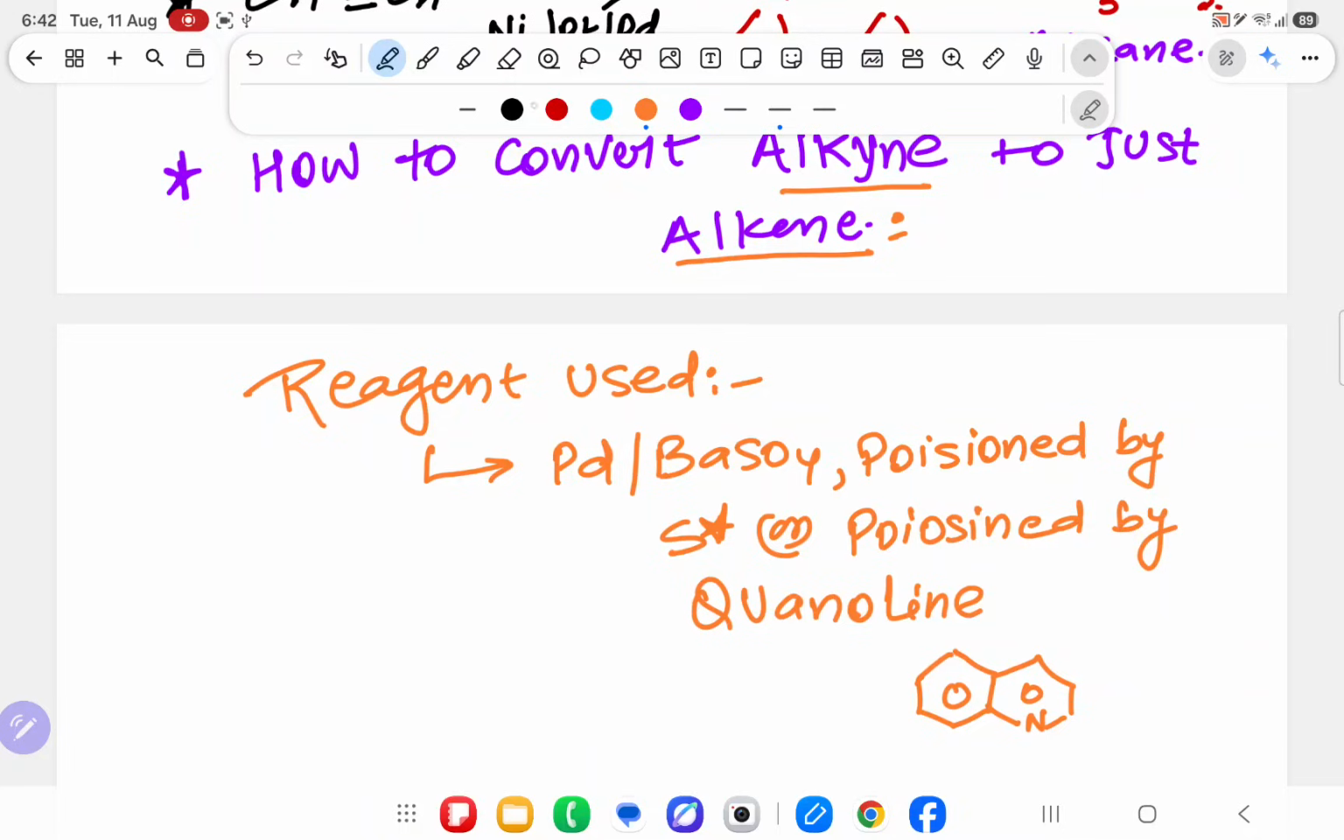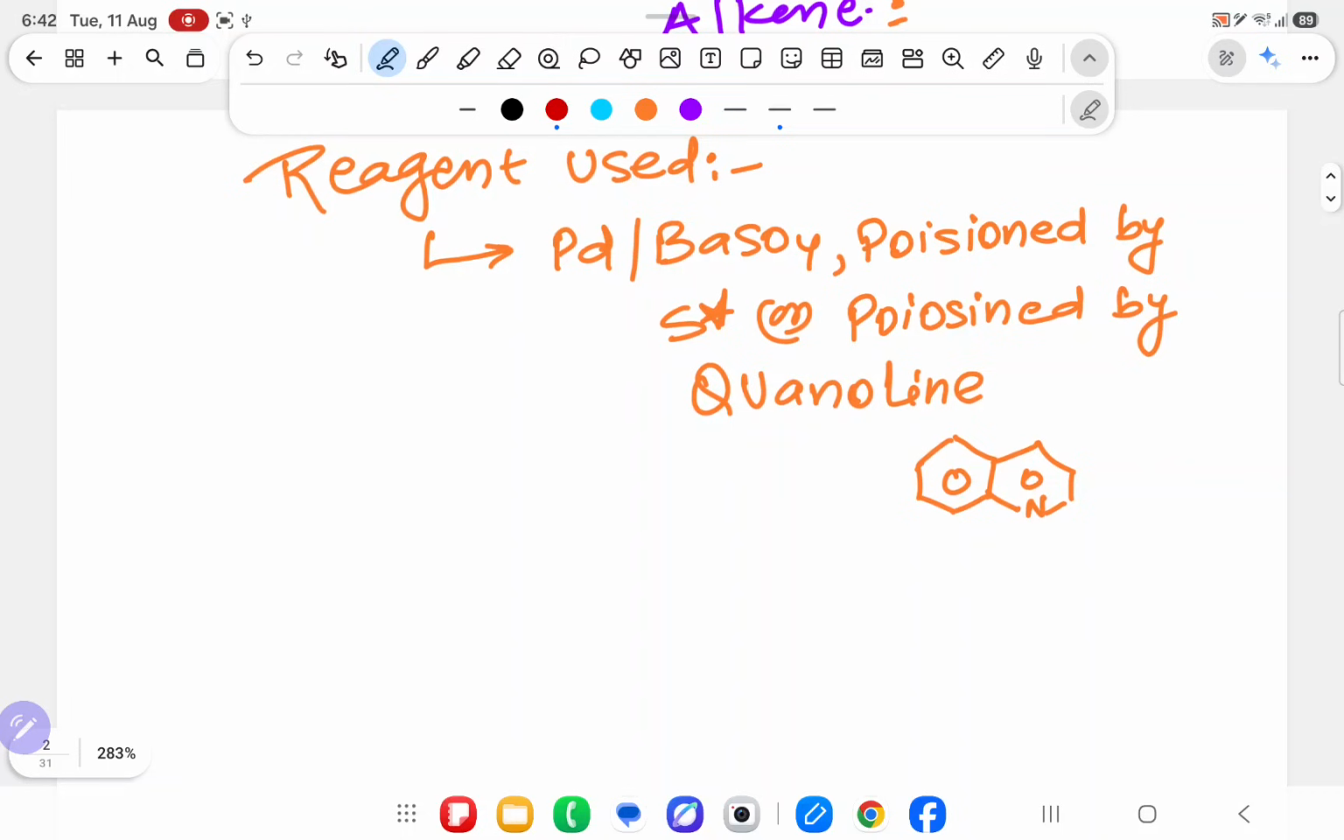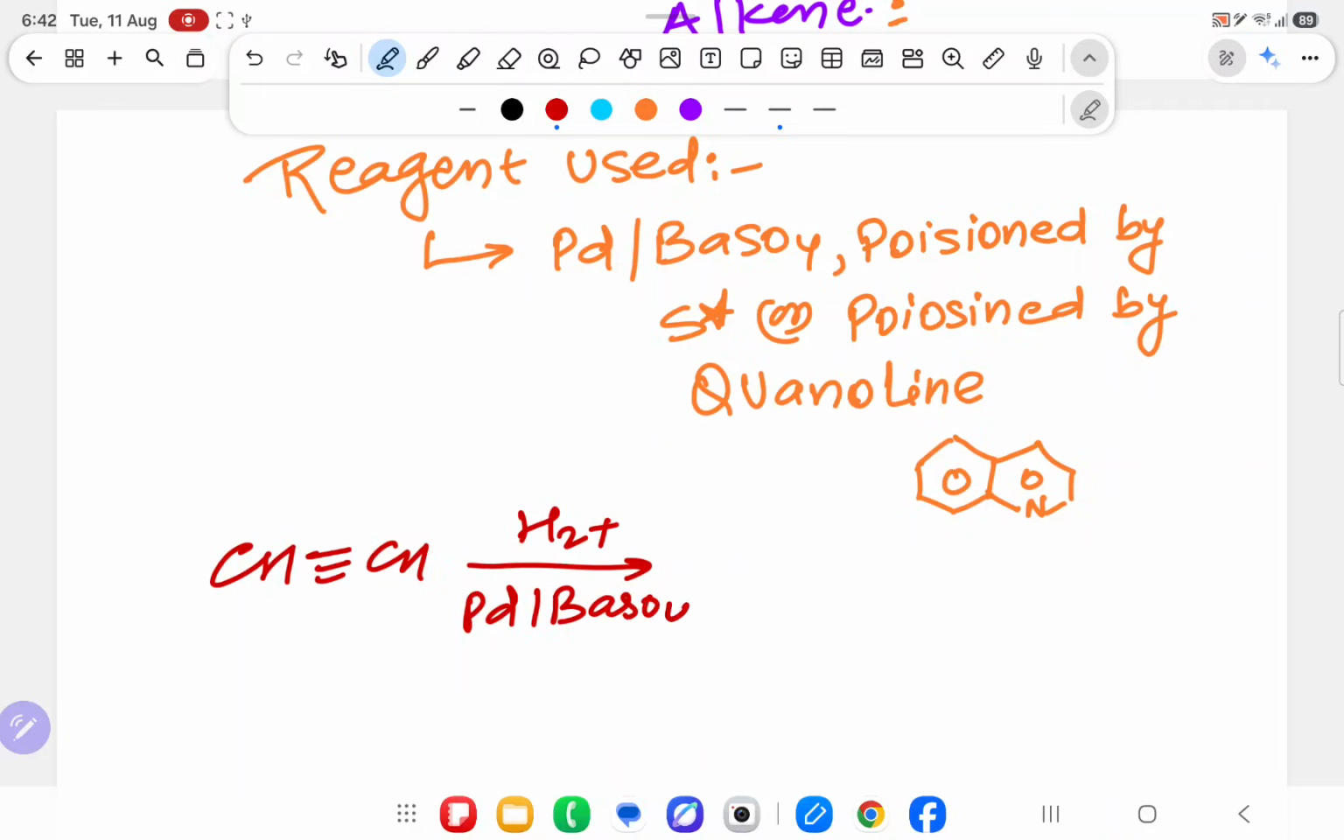Sir, what will happen if I use this reagent? Whenever you take alkyne, CH triple bond CH, and you take hydrogen in the presence of Pd, BaSO4 poisoned by sulfur, or quinoline, it will take only one hydrogen, and it will become alkene, that is CH2 double bond CH2. It means alkene is always converted into alkane, but alkyne is converted into alkene.